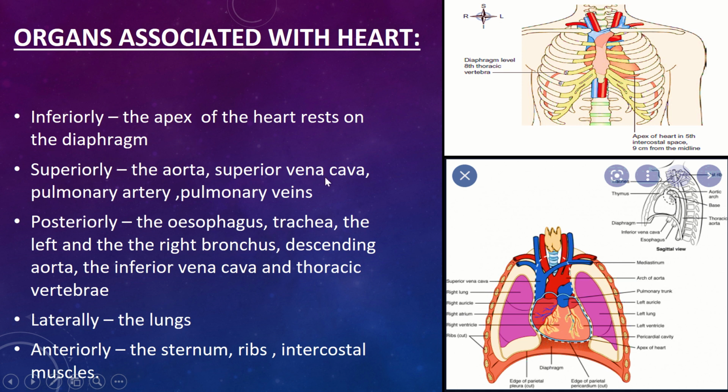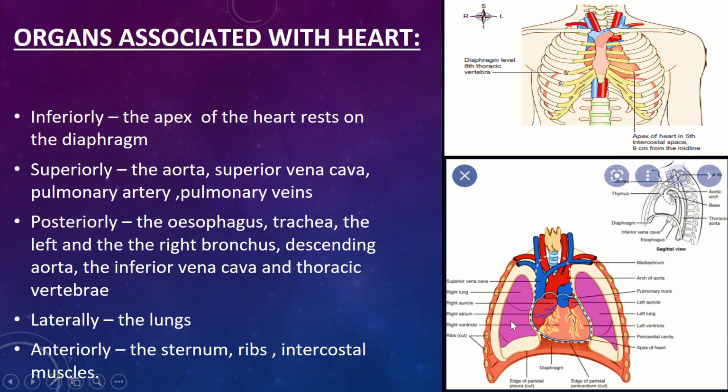Superiorly, the aorta, the superior vena cava, the pulmonary artery and the pulmonary veins. Here you can see the pulmonary artery, the superior vena cava, the pulmonary artery trunk, and the aorta. So these are the superior ones.